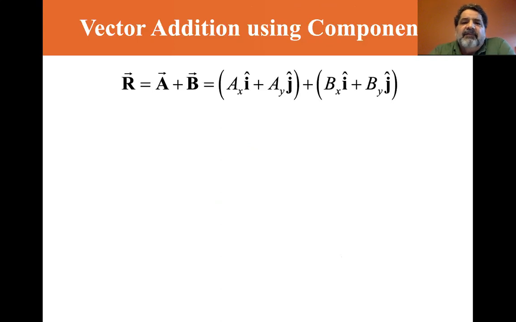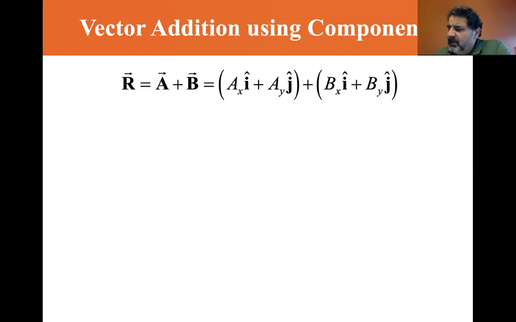Okay. Vector addition using components. R is equal to A plus B, and we're going to do this in the vector table experiment. I'm not sure whether we're doing the vector table this Thursday or the following Thursday, but R equals A plus B. That means A is equal to AX i hat plus AY j hat, plus BX i hat plus BY j hat.